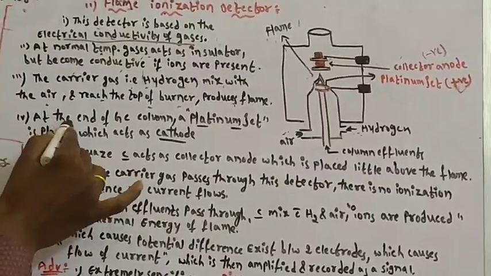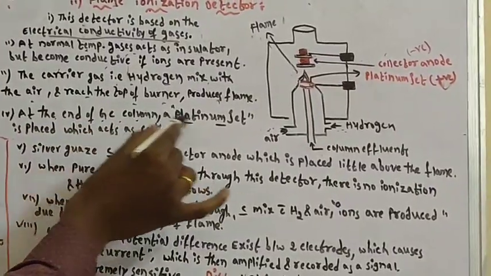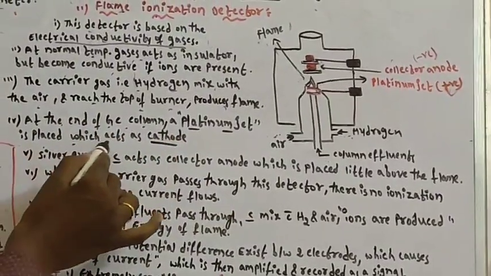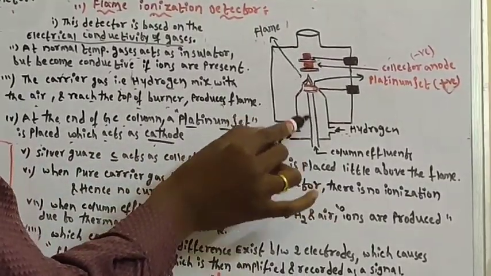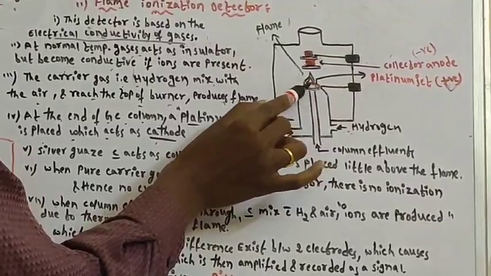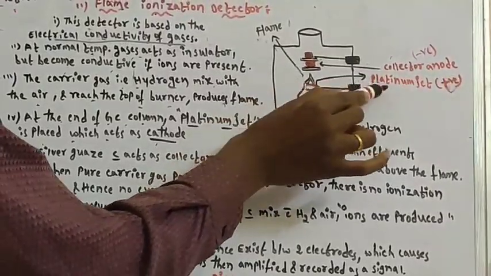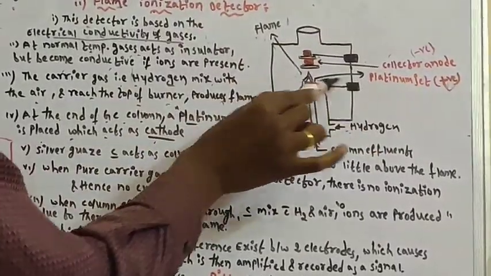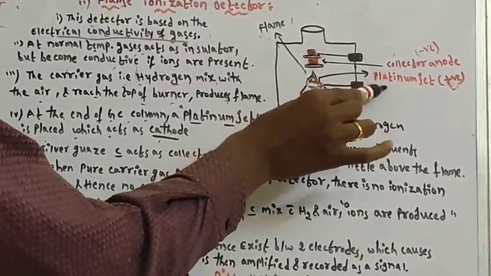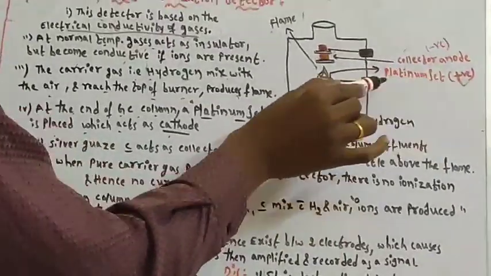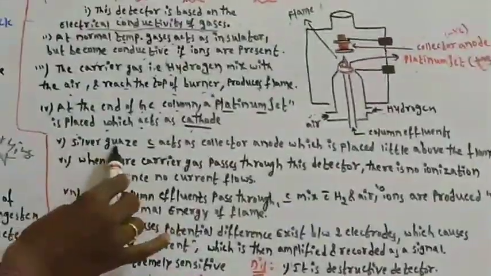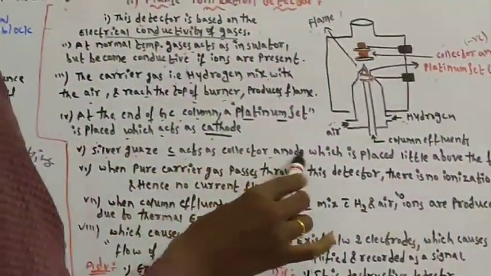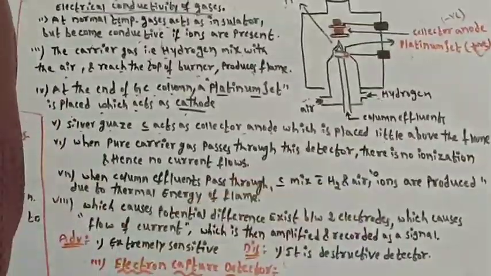Then at the end of the gas chromatography column, a platinum jet is placed which acts as an electrode. Here this is the GC column. At the end of this column, what are we placing? This is the platinum electrode. This acts as one electrode, which possesses a positive charge, and it is known as the polarizing electrode.